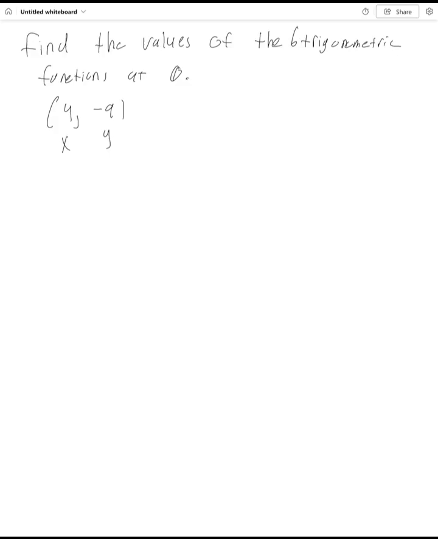So how do we do this? Well, recall that in all of them except tangent and cotangent, we had r. How can we get r? Well, we have this formula: x squared plus y squared equals r squared. It's called the Pythagorean identity, which can also be written as cosine squared of theta plus sine squared of theta equals 1.